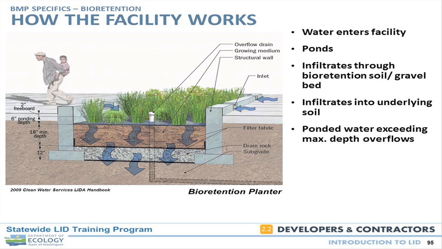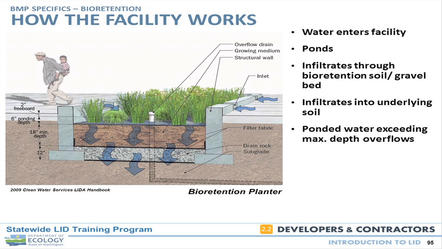The other option is maybe a more urbanized condition, or something where you have less space, which incorporates walls. Same general idea: water entering the facility from adjacent pollution-generating or roof surfaces, with a gravel layer, a soil layer, and ponding water, and in this case being able to infiltrate into the area underneath.